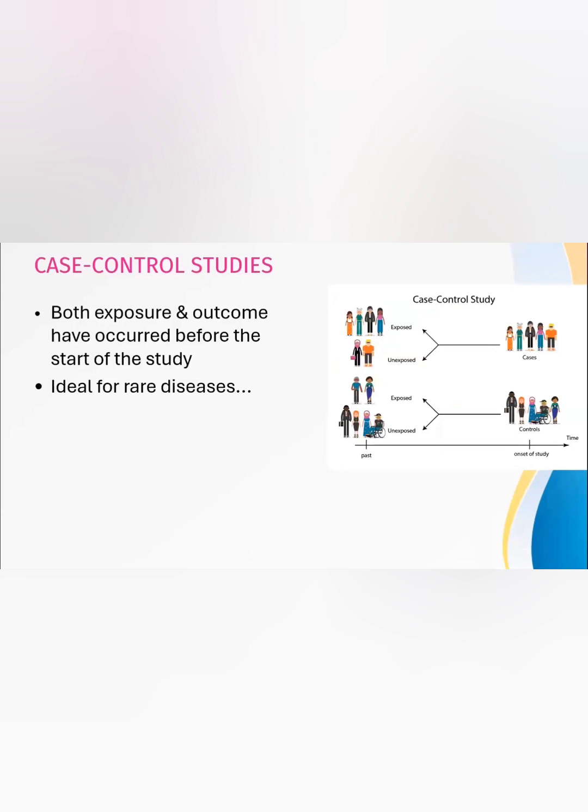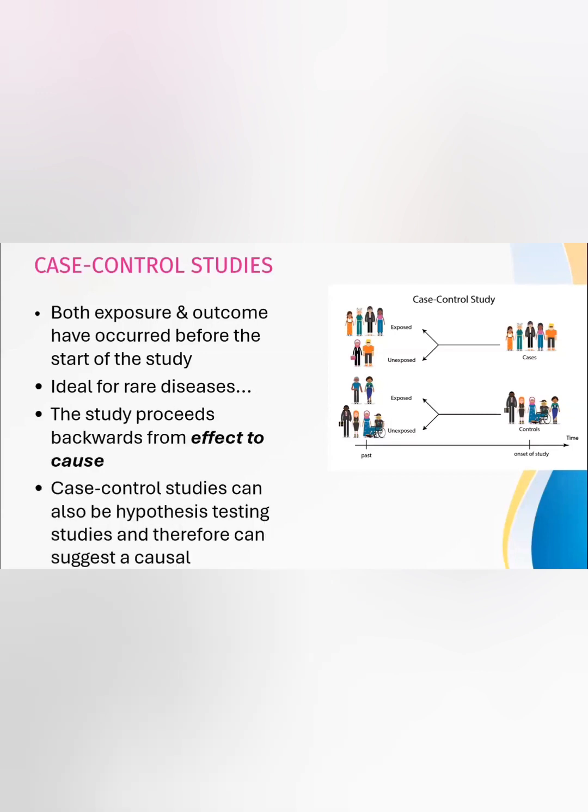First, we'll see about the case control study. Both exposure and outcome have occurred before the start of the study. It's ideal for rare diseases. In case control studies, the researcher first enrolls cases and controls and then tries to elicit a history of exposure in each group. The study proceeds backward from the effect to the cause.